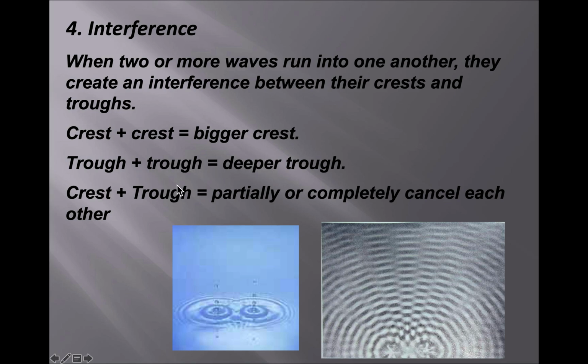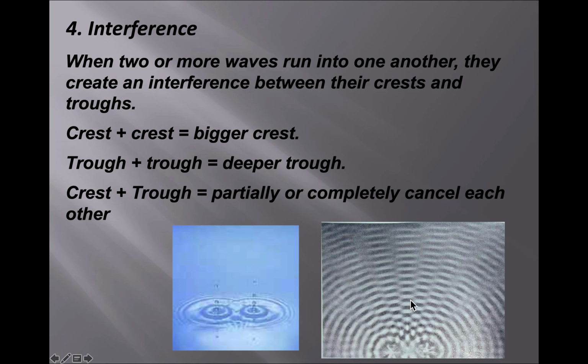And if you have a crest and a trough, they'll basically cancel each other out. So they either partially or completely cancel each other out. And as you can see here, if you have like 2 drops of water striking at about the same time, you start getting these patterns. Or over here, there's like 2 little objects that are vibrating in the water. And if you look real carefully, it looks like there are rays coming off of this. And that is caused by interference.